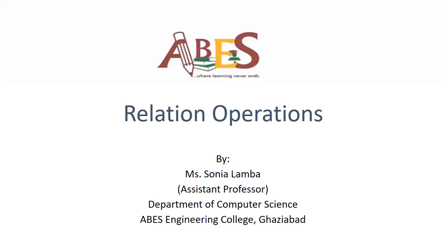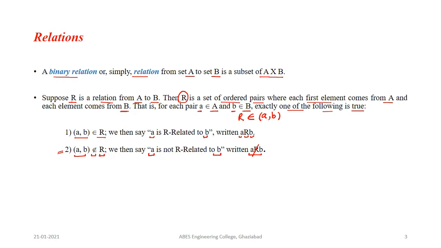So today's topic of discussion is relation operations. These are the contents that we are going to discuss today. First is the intersection, then we have to discuss the union operation over the relation. Third operation is difference. Fourth is symmetric difference. Fifth operation that we have to perform over the relations is the complement operation, and the last operation is the inverse operation. So before discussing the operations over the relations, first we have to understand what a relation is.